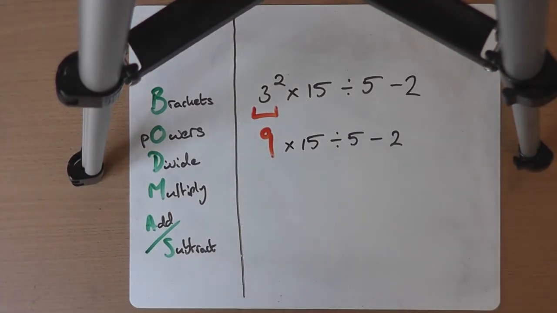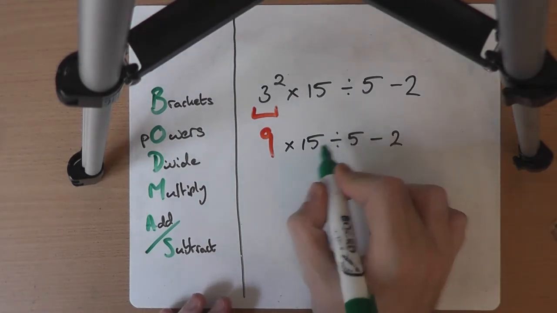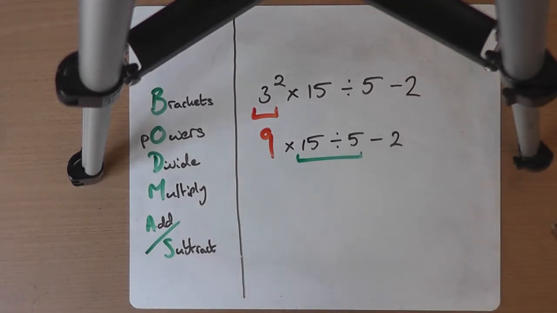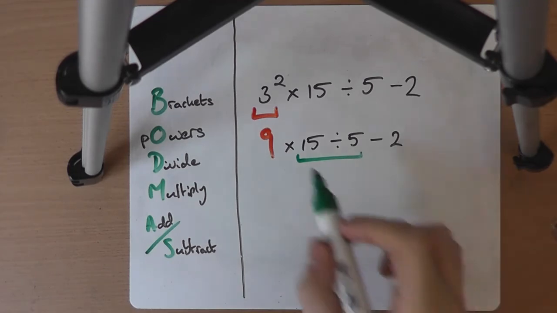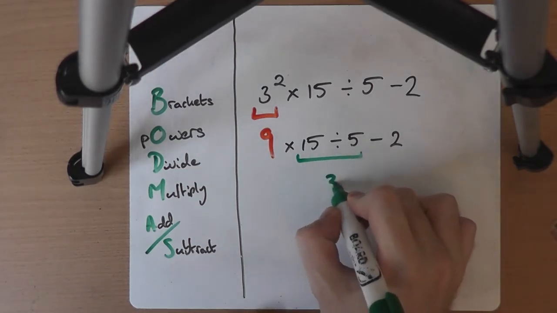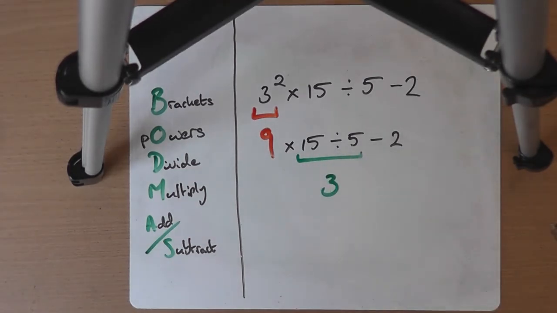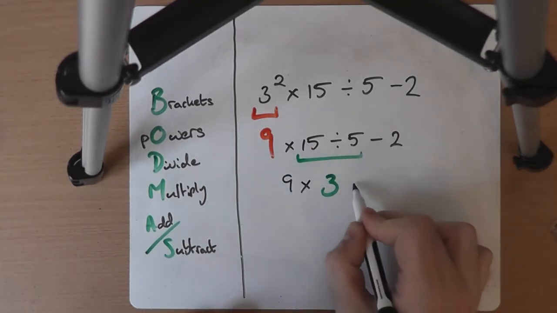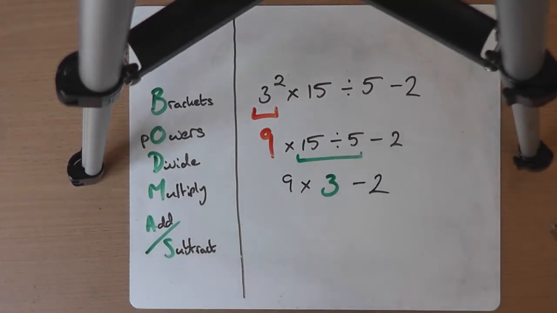Next thing on our list is divide. There is a divide in our question, and the divide that is here is the symbol, the 15 in front and the 5 afterwards. So we're going to do 15 divided by 5. It's the number in front and the number afterwards that we are going to do as the divide. 15 divided by 5 is 3. The 9 times that's in front and the minus 2 that's afterwards carry down onto the next line. One change per line, remember.